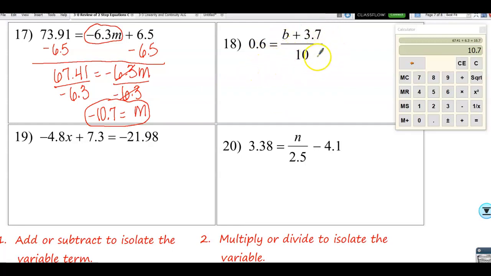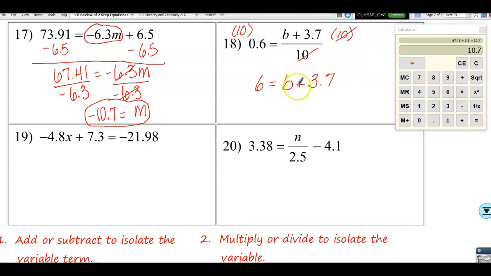Here we have one of these oddball problems. This is the one where there's an expression being trapped in a fraction. So our first step is to multiply both sides by 10. A cool thing happens here though. Watch, 10 times 0.6 is 6. How nice is that? And that gives us b plus 3.7 is equal to 6.